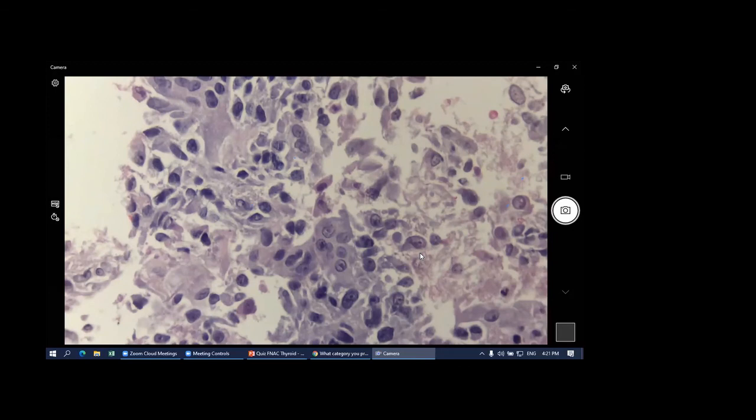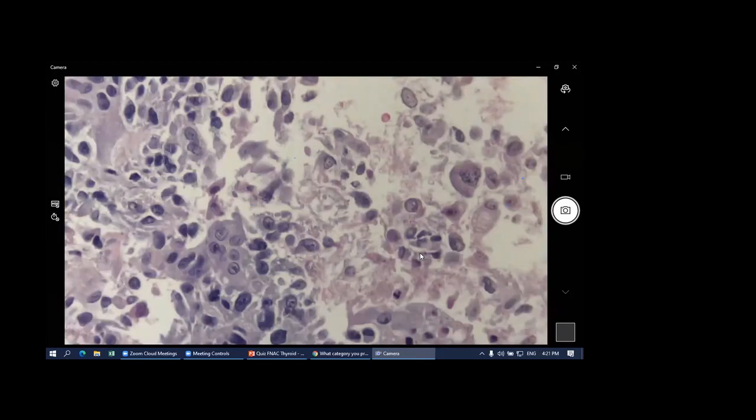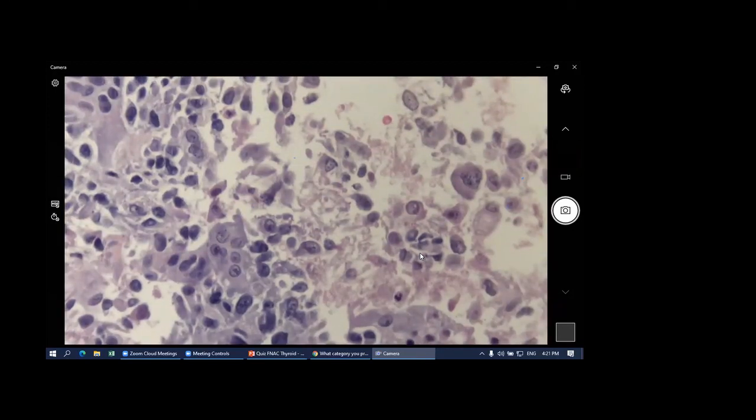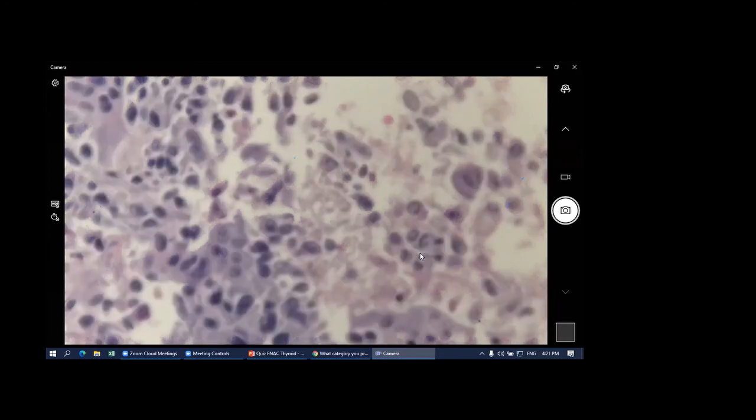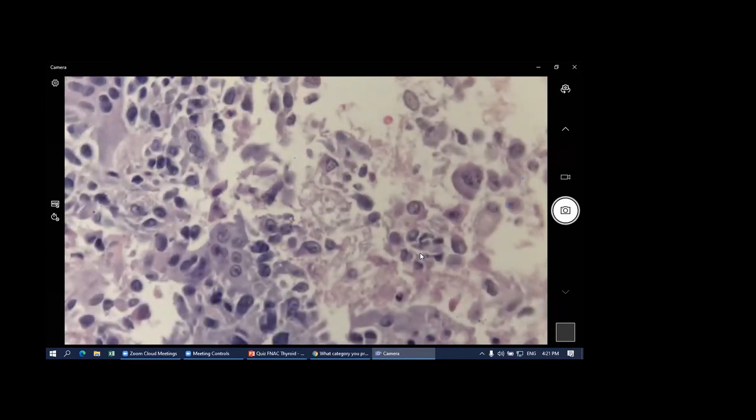Nampak tak? Tak. Sabar. Jap. Komputer kami older edition lah, sekejap. Nampak tak? Oh, nampak. Macam je ni.